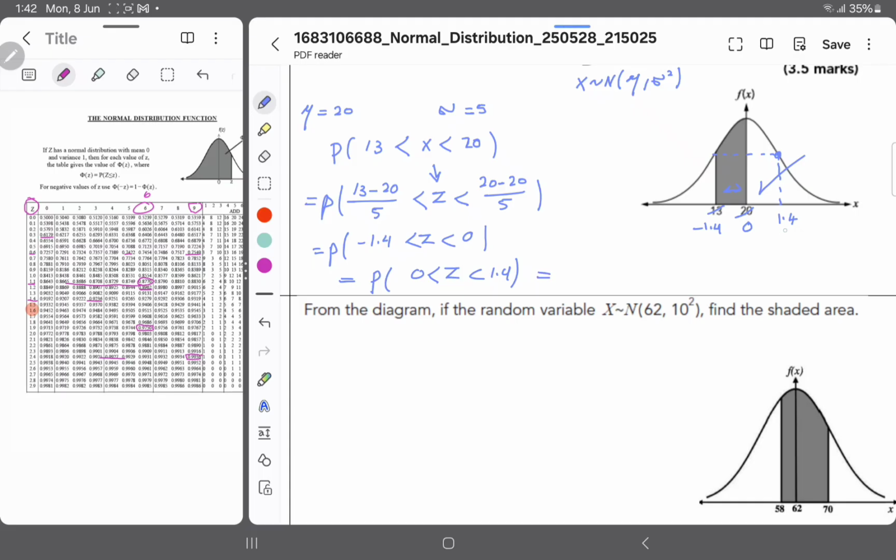So we just do that: area below 1.4 minus area below 0. So 1.4 from the table will be 0.9192, minus the area below 0, which is 0.5. So the final answer here will be 0.4192. It's finished.